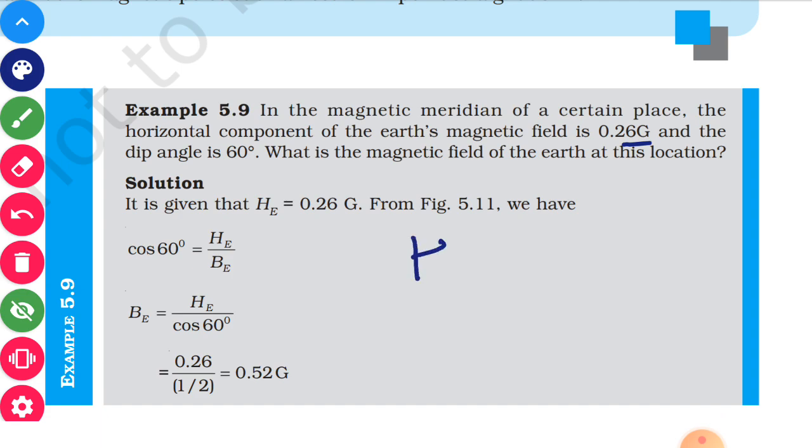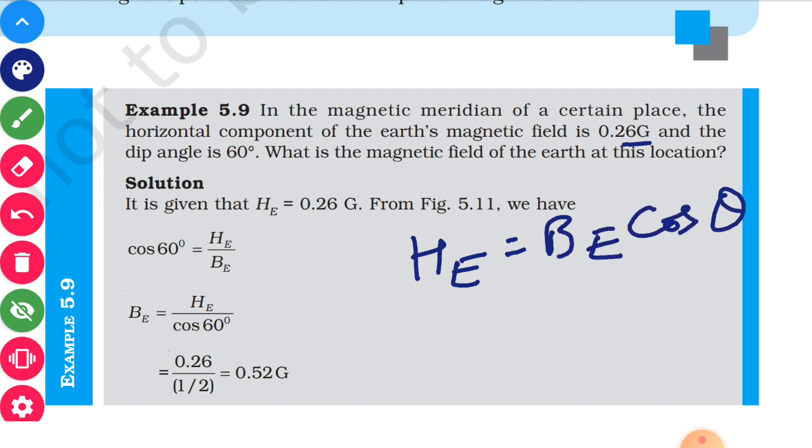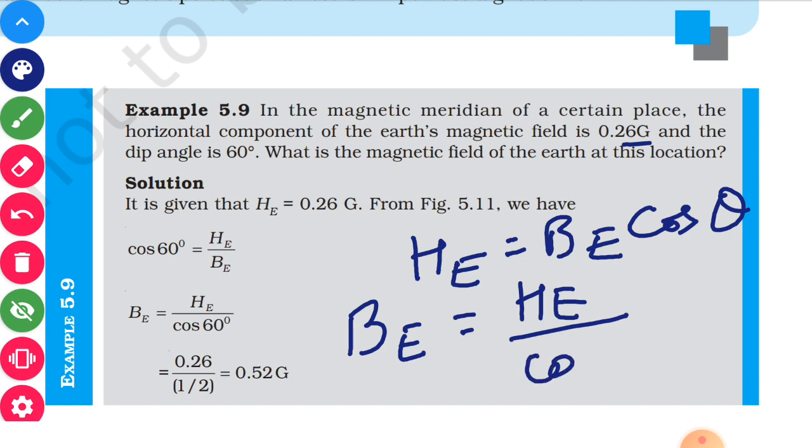Now the horizontal component is H_E. H_E is equal to B_E cos theta. So we can easily find the value of B_E, and that is H_E upon cos theta. Theta is 60, just place the value. Cos 60 is 1 by 2. The value of the horizontal component of the Earth's magnetic field is 0.26. So you can write 0.26 here and simplify, you get the answer.